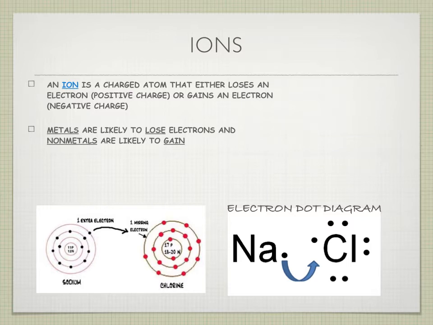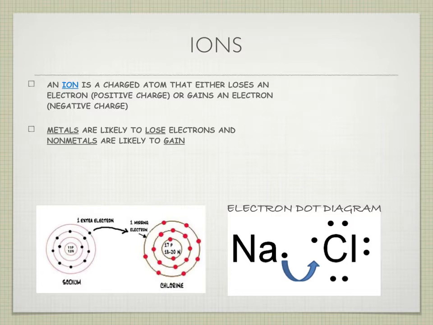Okay, now metals, the left side of the table, all the way up to the metalloids, are likely to lose electrons. And we talked about this during the periodic table unit. Group 1 tends to lose an electron. Group 2 tends to lose 2 electrons. Group 13 or 3A, the boron family, tends to lose 3 electrons, and so on.